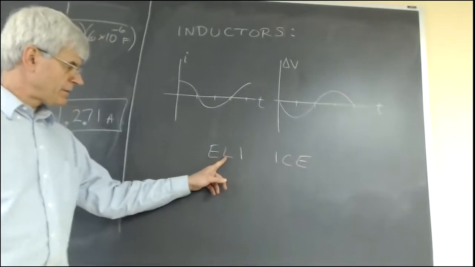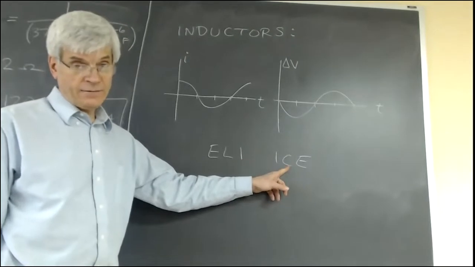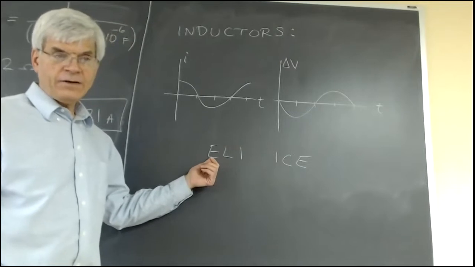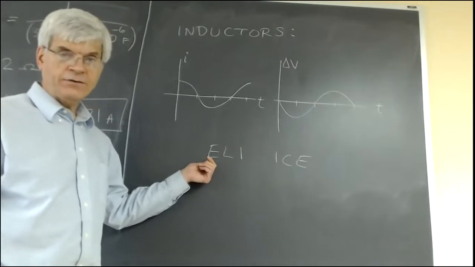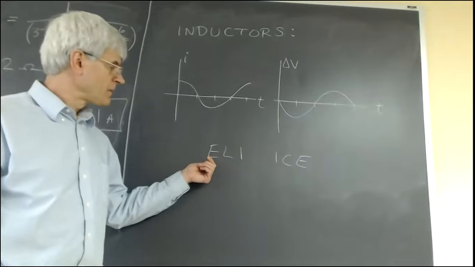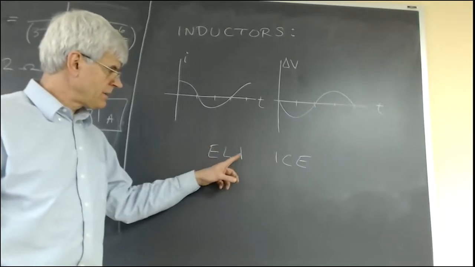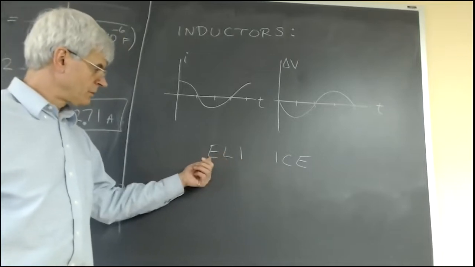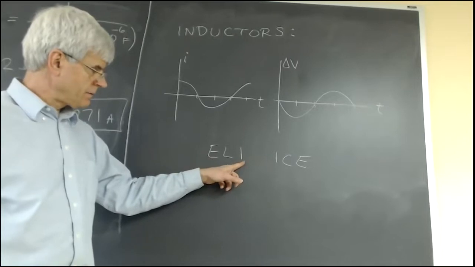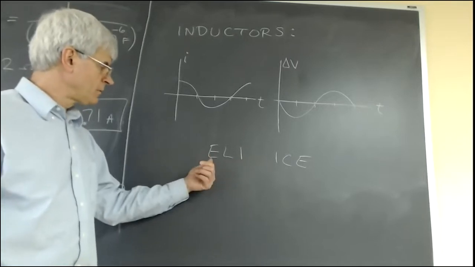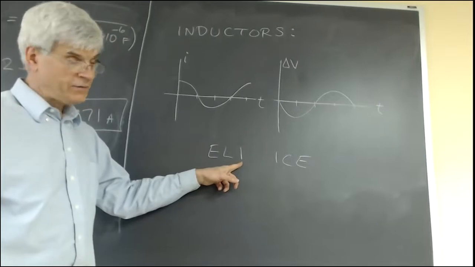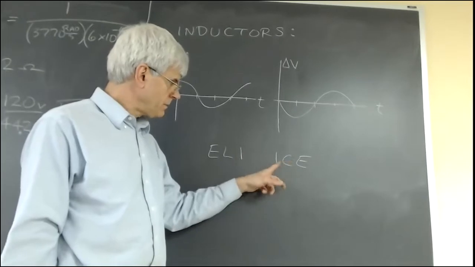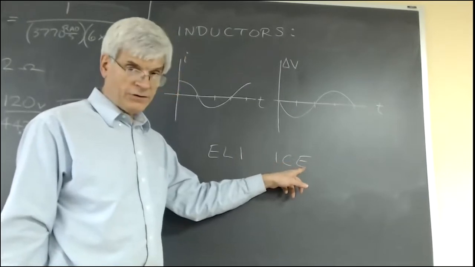L for an inductor, C for a capacitor, E for voltage, as in EMF, because if we tried to use the letter V, it wouldn't come out nearly as nice. So E for the voltage, I for current. In an inductor, the voltage comes first, the current is on the end: voltage leads, current lags. In a capacitor, the other way around: current leads, voltage lags.